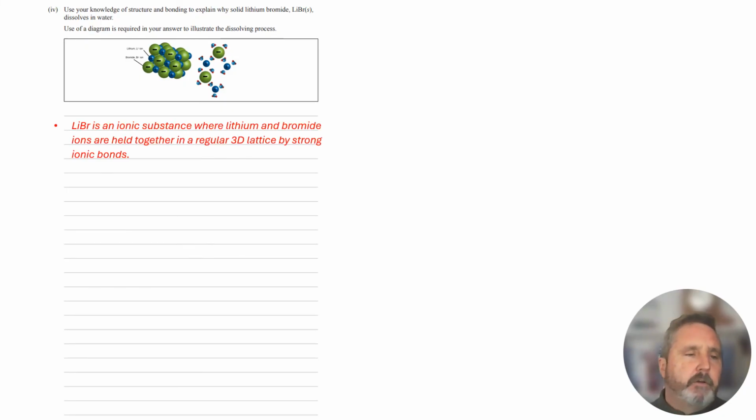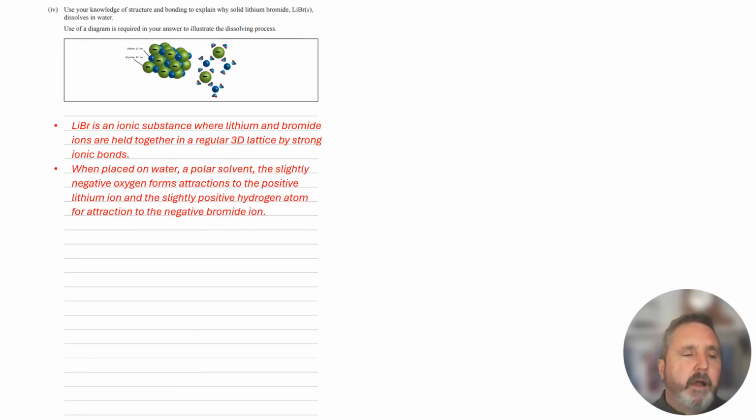So we write this down nice and clearly. We say that the ions are held together in a 3D lattice by strong ionic bonds, because it is an ionic substance. So we've talked about ionic substance. It's made of ions held together by strong ionic bonds. However, when placed in water, it's a polar solvent. That means it has a positive side and a negative side.